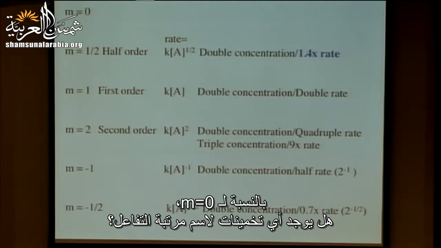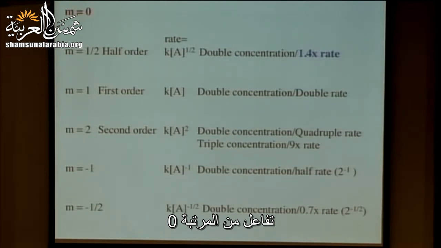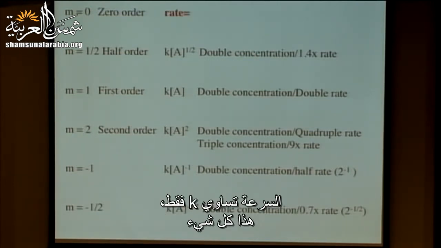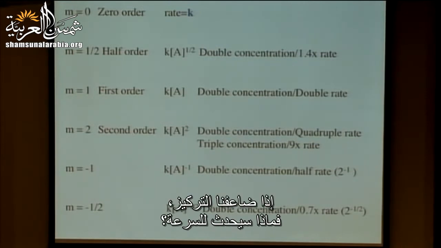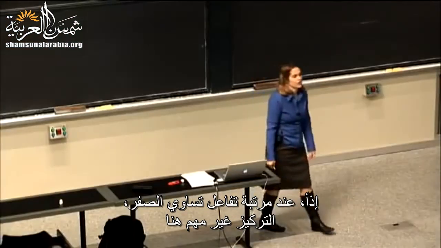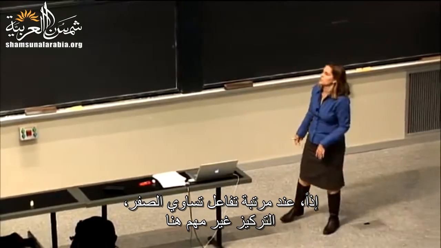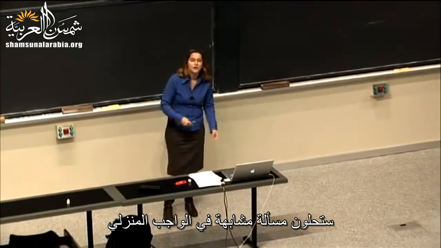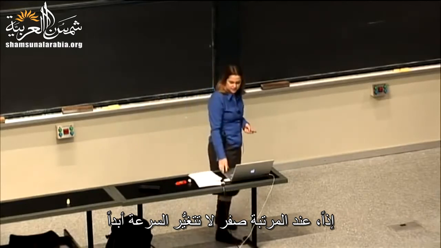And m equals 0. Any guess of what that's called? Zero order. And the rate law here, the rate is going to be equal to what? K. And that's it. So the rate equals k. So what does that mean? If you double the concentration, what happens to the rate? Yep, no effect on rate. So that's zero order. The concentration term, it doesn't matter what the concentration is. And there will be some that you'll see on a problem set like that. So if there's no effect on rate, you have zero order.